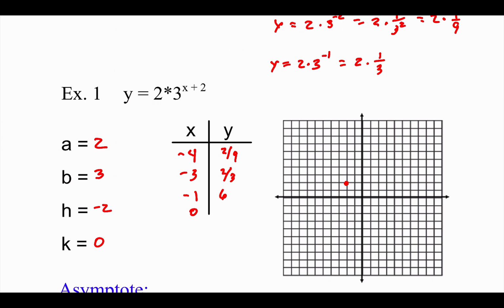So the last one, if I plug 0 in, I get an exponent of 2. So 3 squared is 9, and 9 times 2 gives you 18. There's your y-intercept. And if you notice, it's not on the graph. Like I told you, I found the y-intercept because I wanted to know what it was, but it is not actually on the graph.